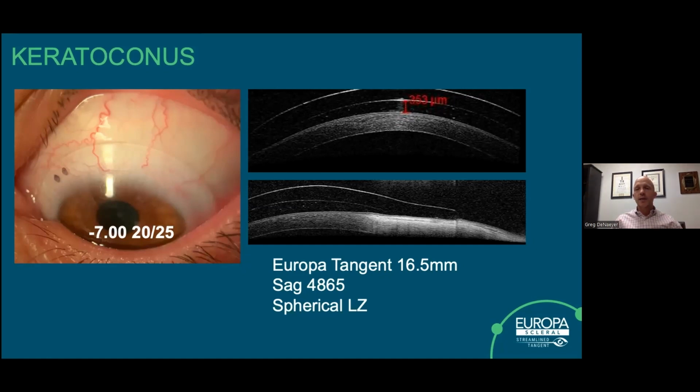This case highlights the fact that when you're doing a bilateral case, the landing zone designs aren't always the same. Oftentimes they are; oftentimes they'll both be toric or they'll both be spherical. But make sure that you keep in mind that they can be different, like what we saw with this particular case.